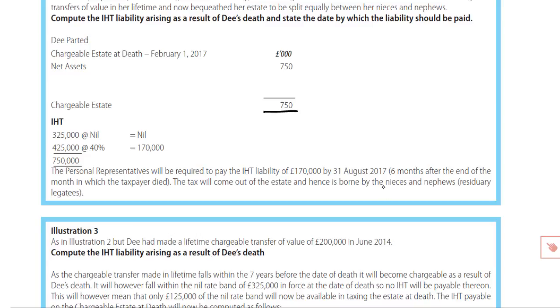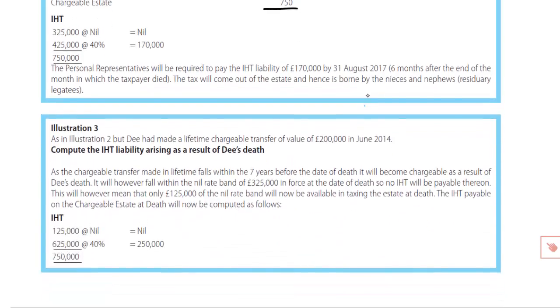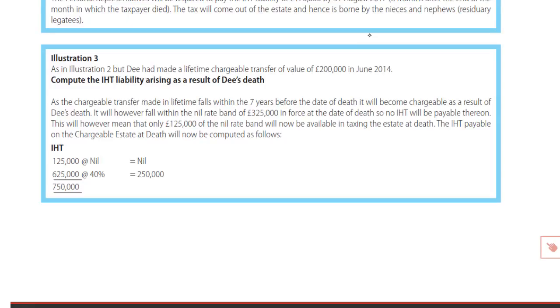Well, what we'll see now in illustration 3, as we pick it up from where we had left off last time, what about now if, in addition to what you see in illustration 2, D had also made a lifetime chargeable transfer of value of some £200,000 in June 2014, very clearly, therefore, within the 7 years before the date of death. What would happen now in computing the IHT liability as a result of D's death?